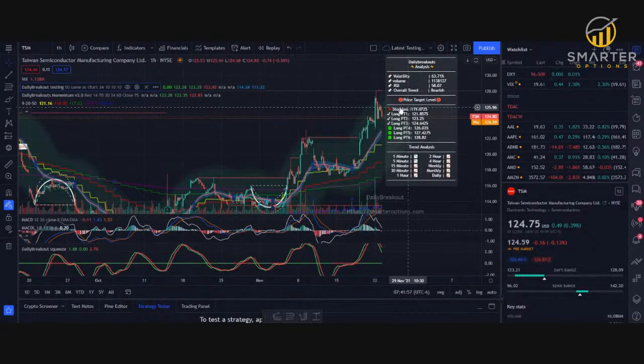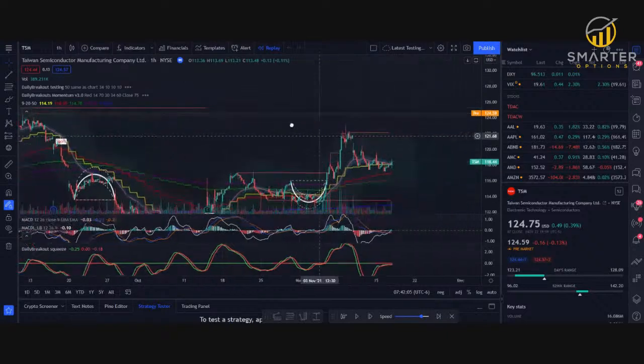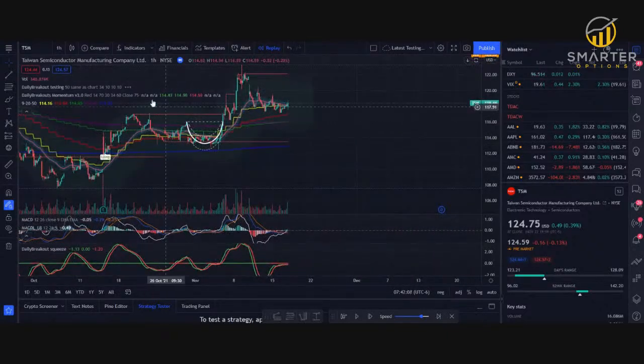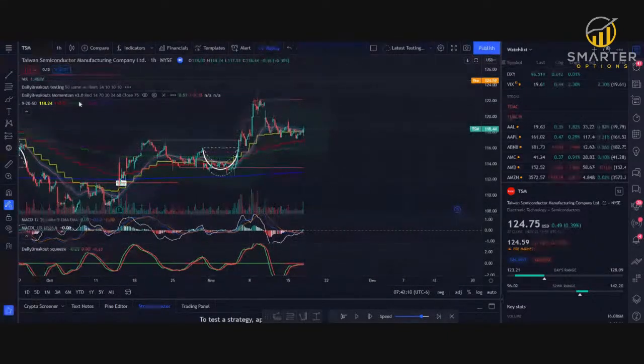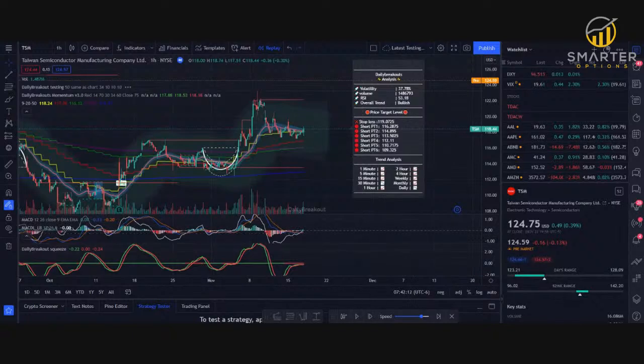So here, let me just show you what it looks like when it breaks out. Okay, so we'll go down to this area. We're going to rewind in time a little bit here. Okay, there it is. So here it was showing a short from 119. So it broke down right here. Okay, so your stop loss is 119.07.